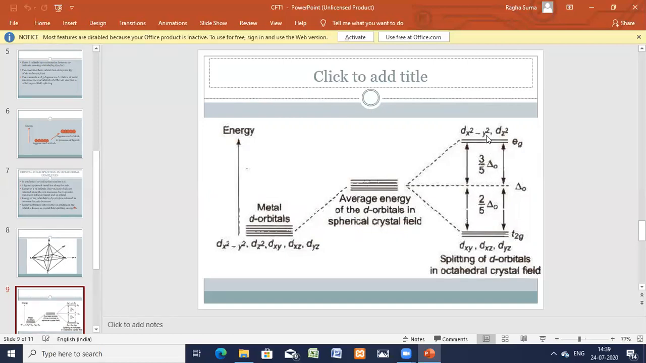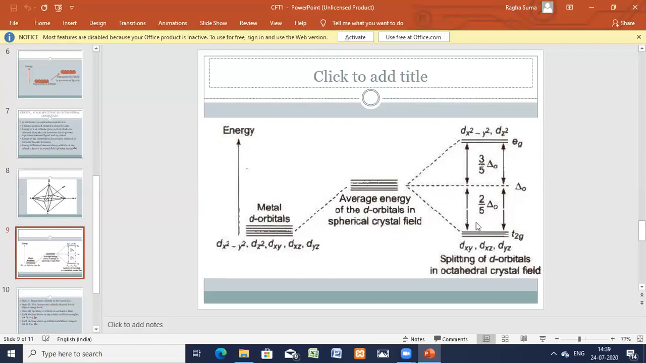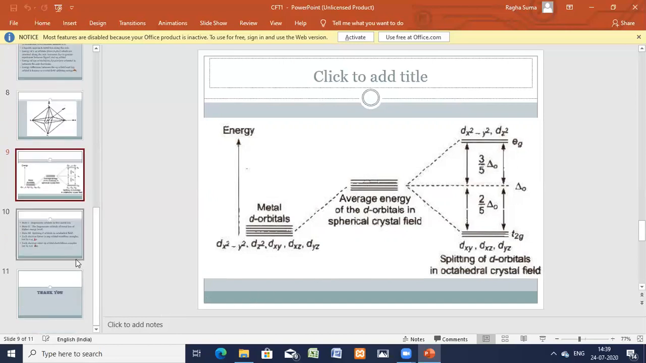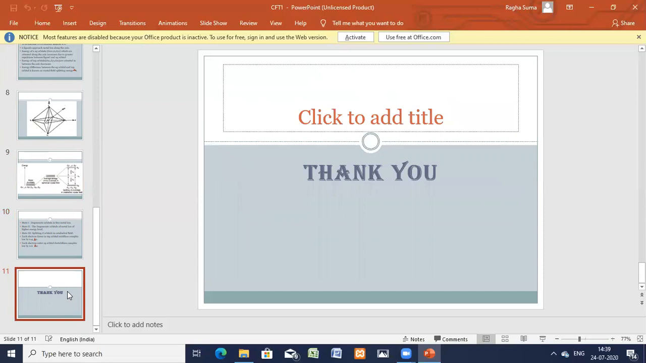Here, as an electron enters the EG set, it destabilizes the complex. As it enters the T2G set, it stabilizes the complex. Okay, we have seen state 1, state 2, and state 3. I hope everybody has understood this session.